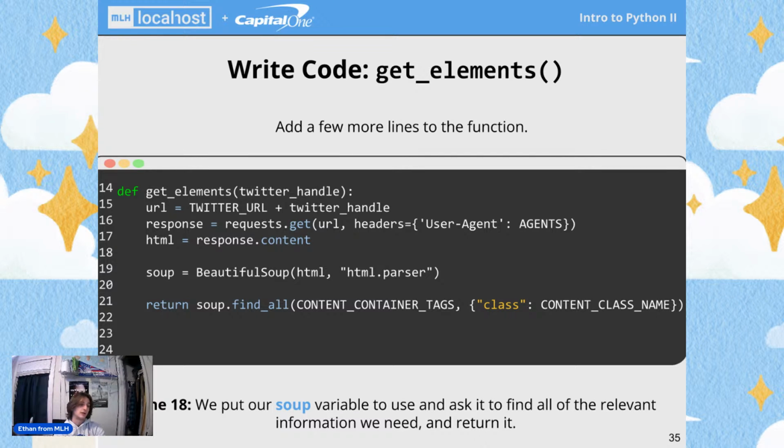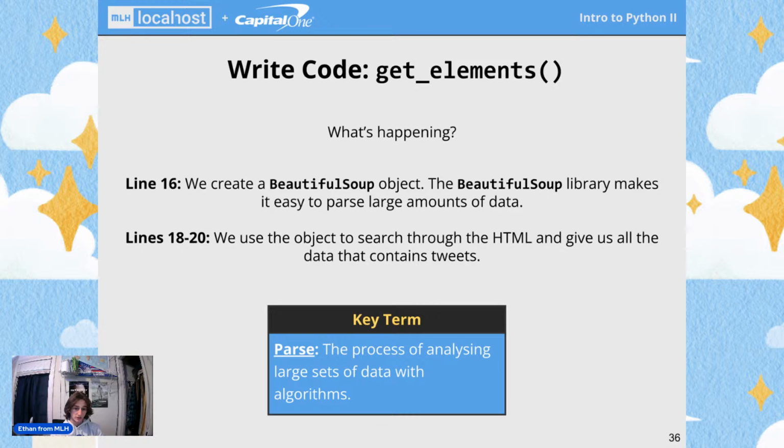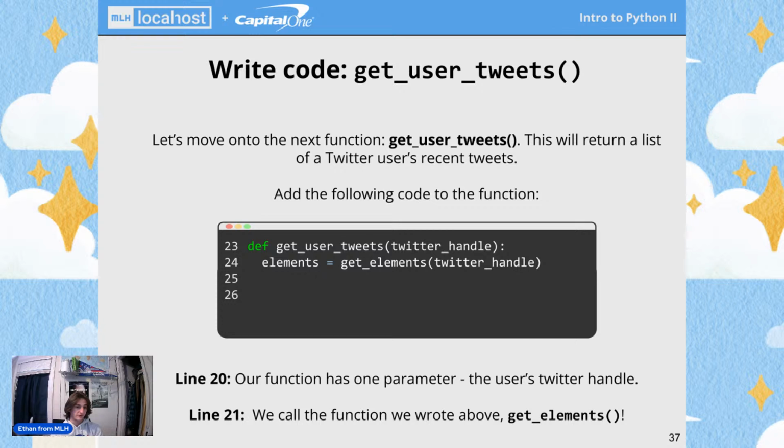And then lastly, we're going to return soup.findAll, and then we're going to pass into findAll the content container tags, and then in curly braces we have class and the content class name. So before I switch gears here, I want to make sure that it has everything that we need. Yep. So this is for the next function.